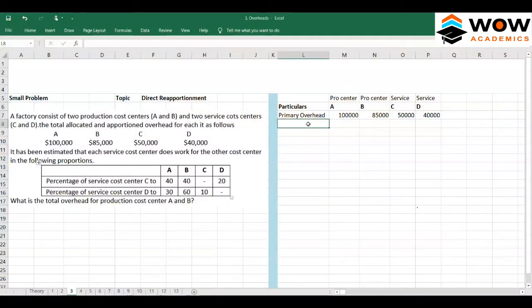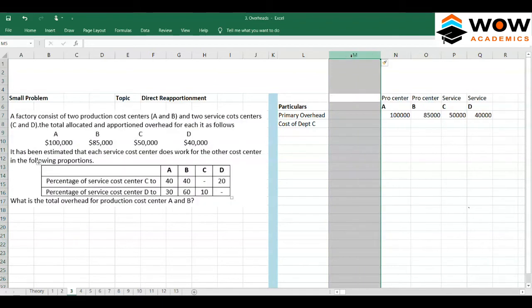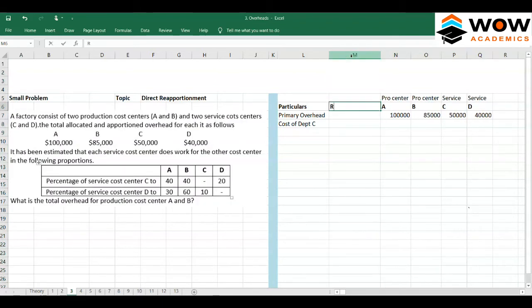So this method is direct reapportionment. What we do here is, we consider only the service center that is servicing the production centers, but we do not consider the other percentage. So the cost of department C has to be allocated. How do we allocate? We allocate through a ratio. What is the ratio? Don't consider the movement from C to D. Only consider the direct ones.